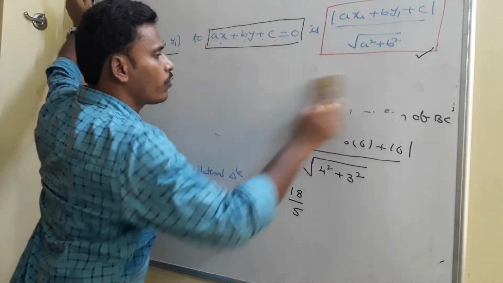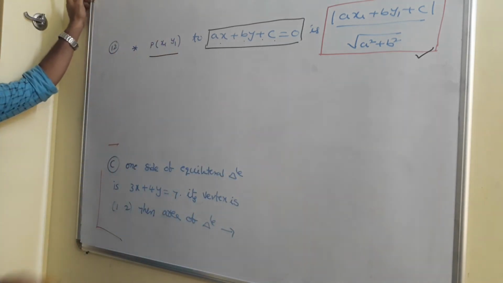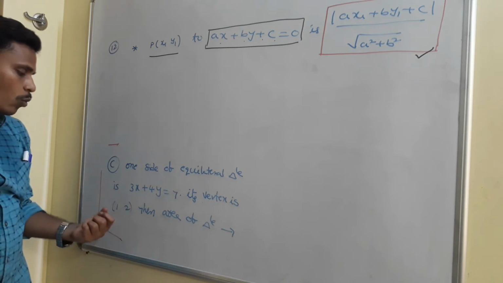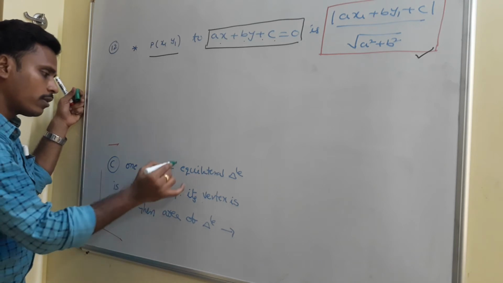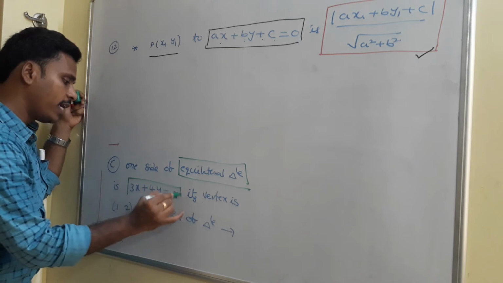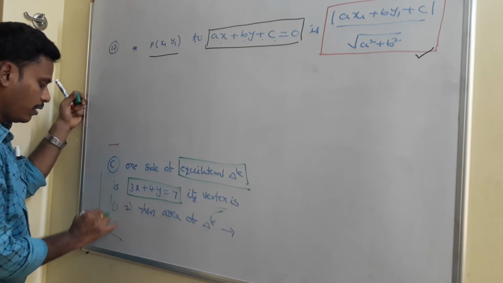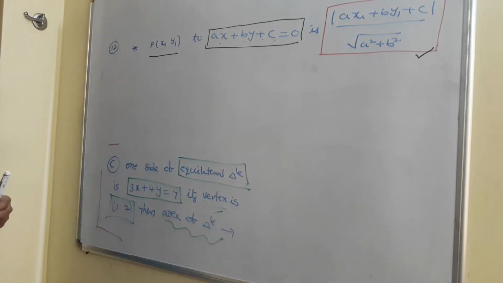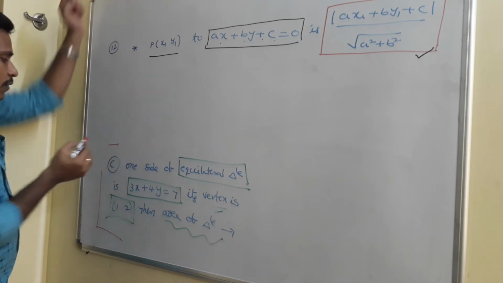The question involves an equilateral triangle. What is the question and what are they asking us to find? See, one side of the equilateral triangle is given and its vertex is 1 comma 2. We need to find the area. Just note the triangle is equilateral. Okay, and you need to identify the side is 3x plus 4y is equal to 7. And one more thing is the vertex is 1 comma 2. And they ask us to find the area of the triangle. And now for all these things, if I make a diagram, it looks like this. An equilateral triangle we need to construct.